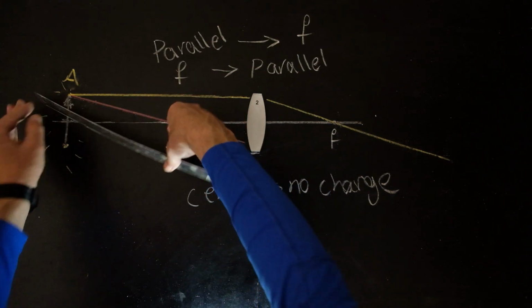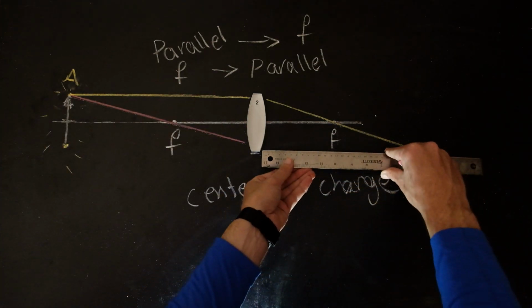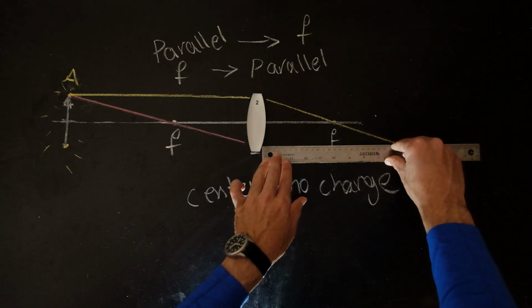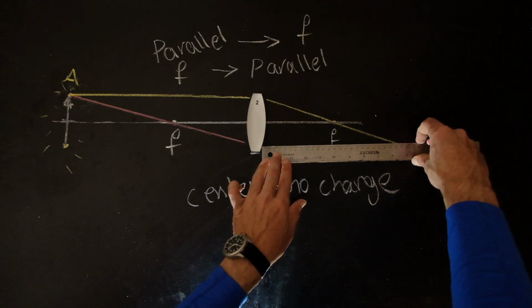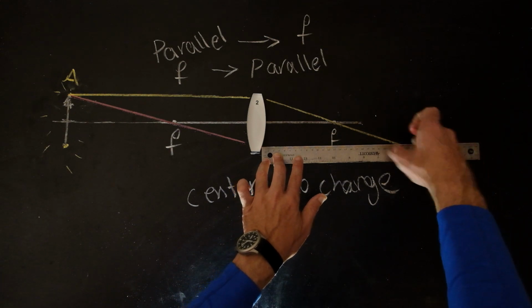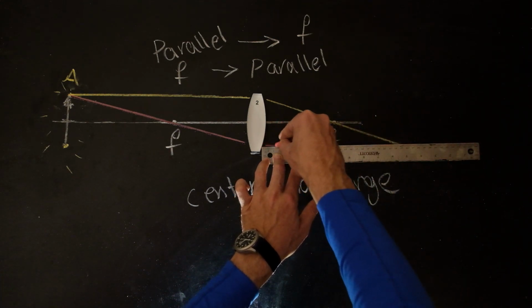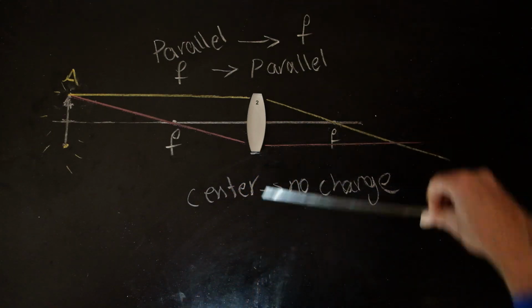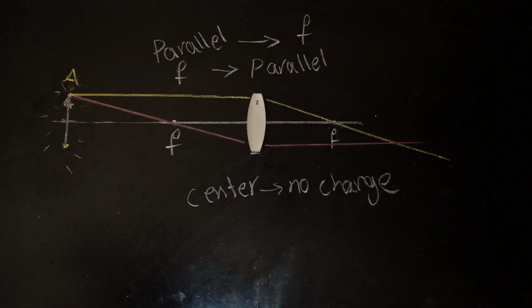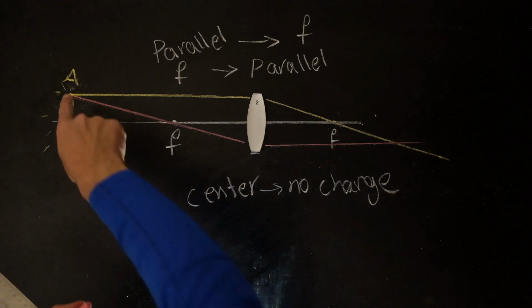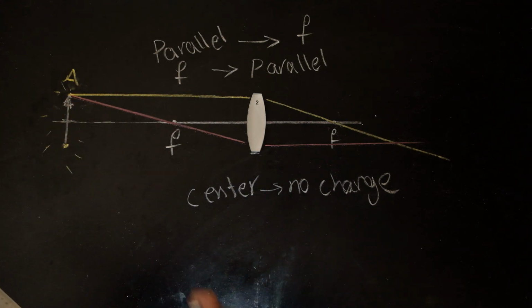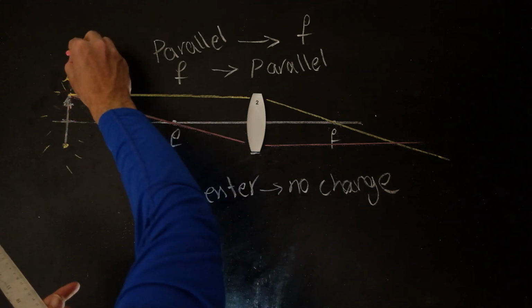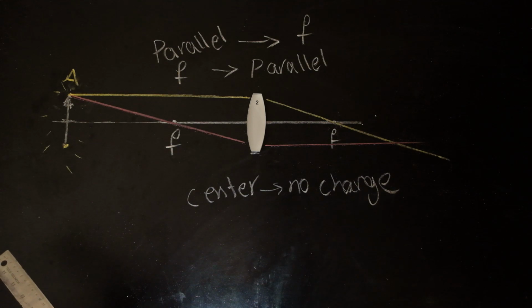Hits the lens, and this should go parallel. And that's enough for this point. Okay? So point A is here, and this is our object.